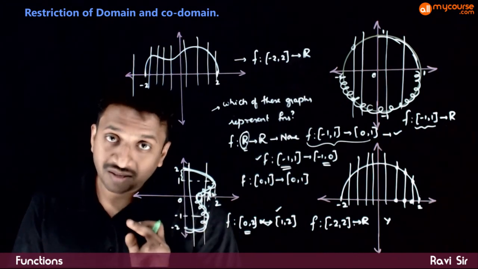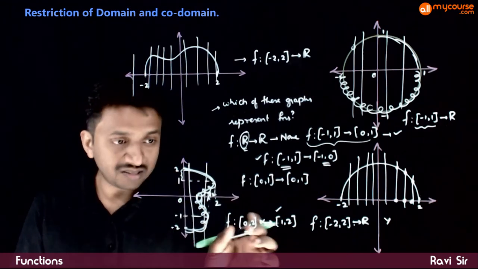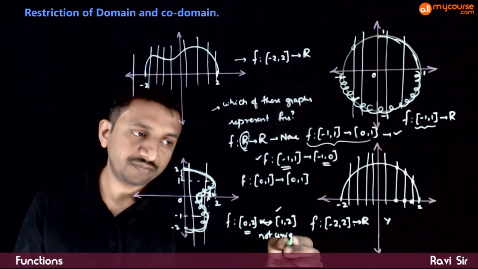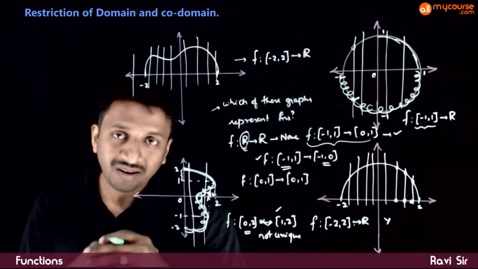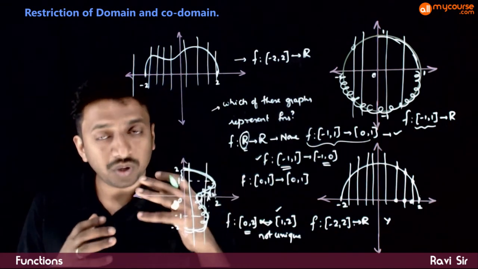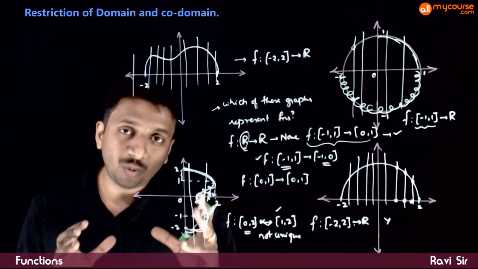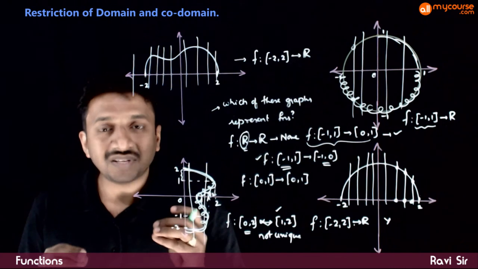This is not the only thing. You can have other restrictions of domain and codomain. This restriction is not unique. So you can have different ways in which you can restrict your domain and codomain to make it a function. So I hope you understand what VLT is, vertical line test is, and how to restrict the domain and codomain so that a relation becomes a function.